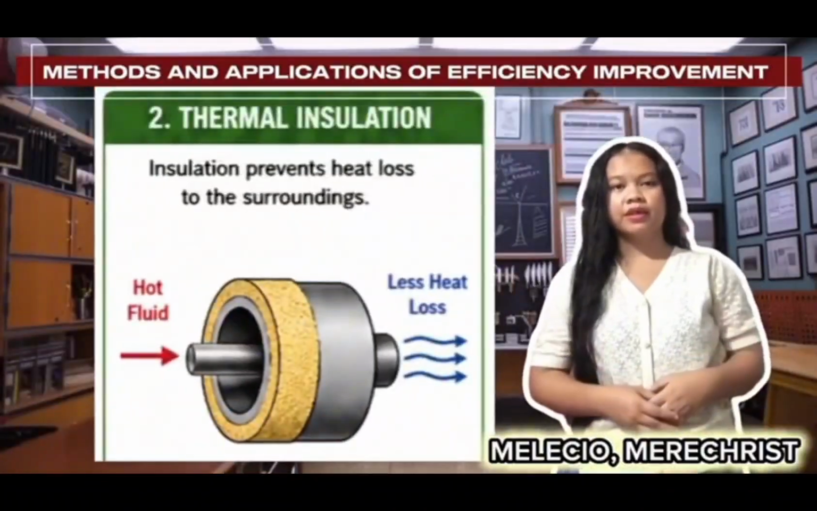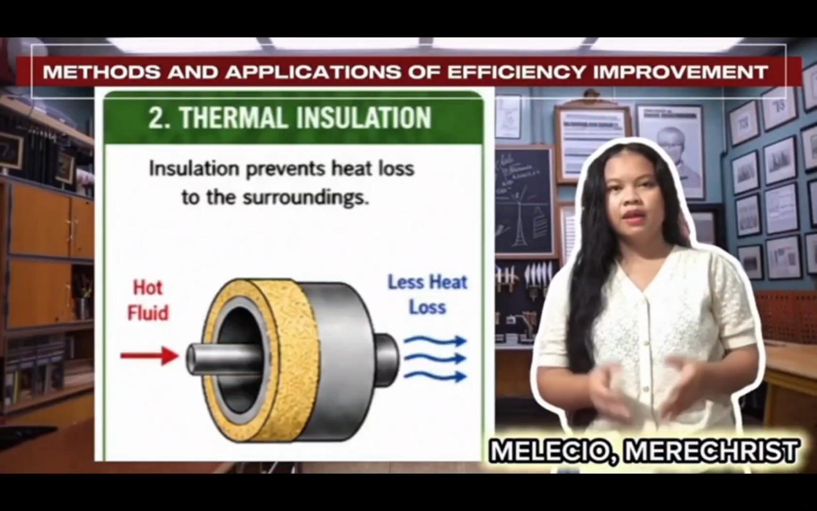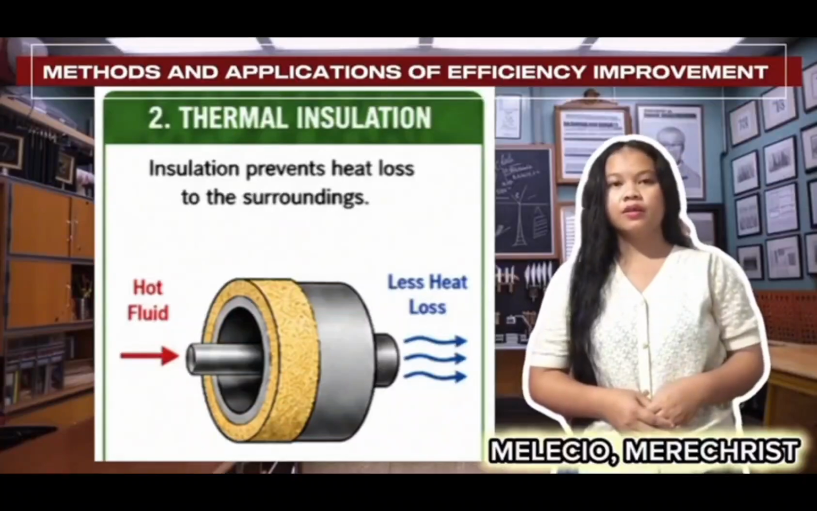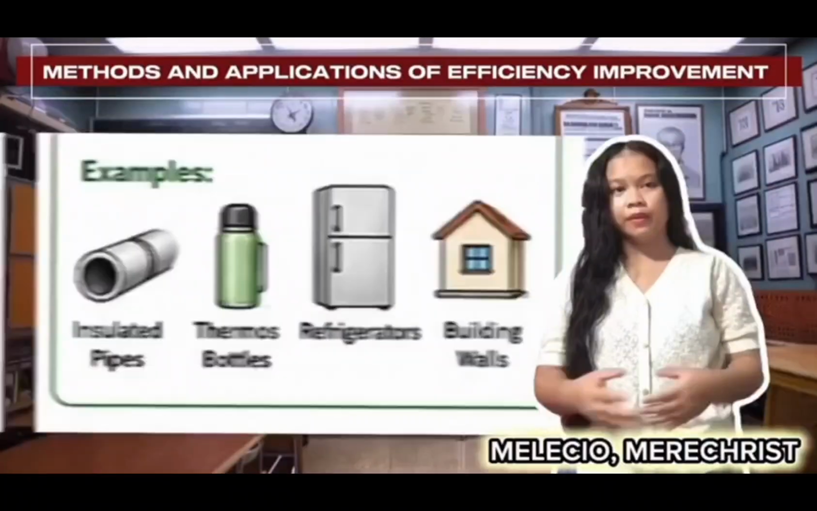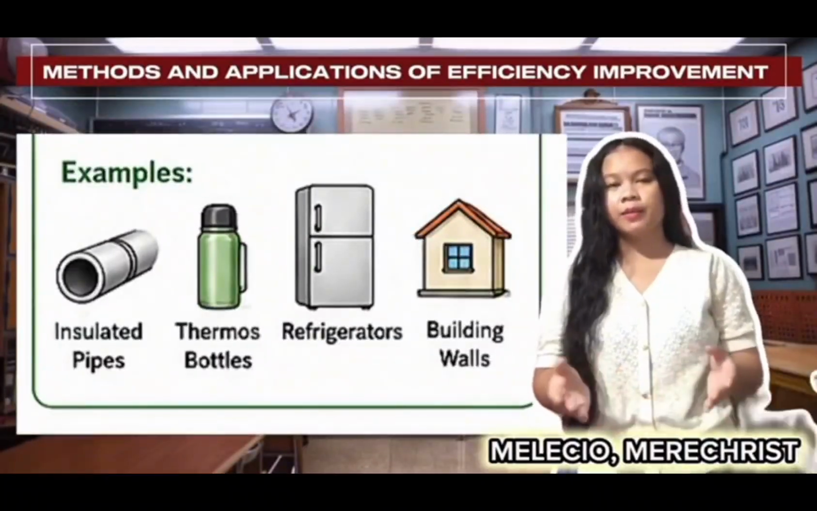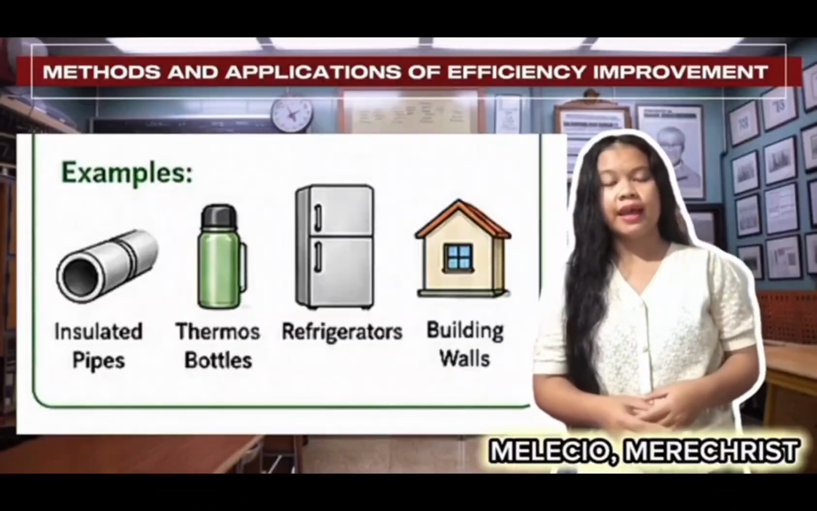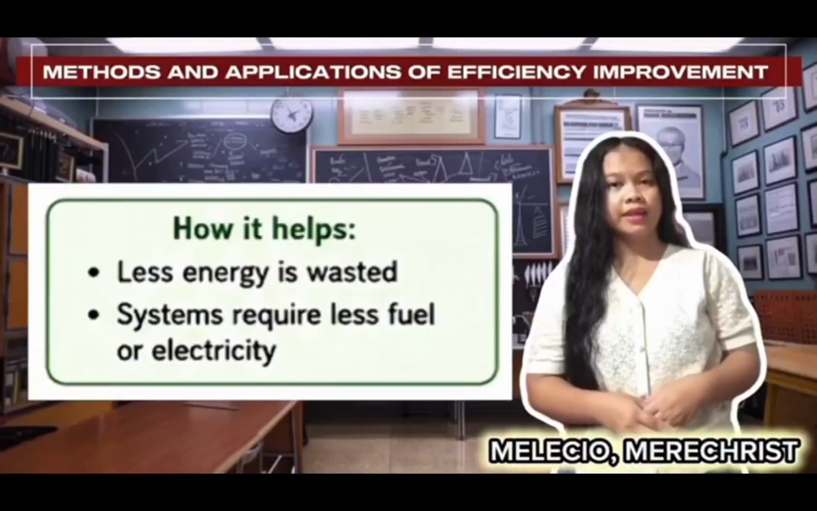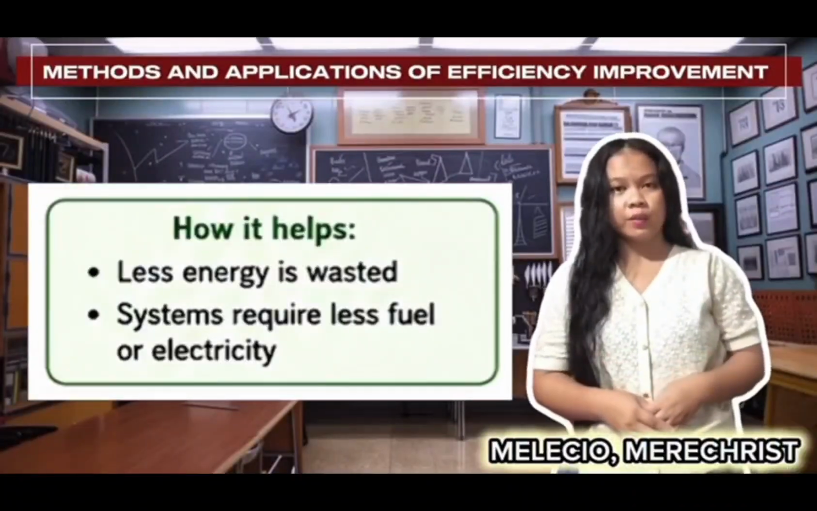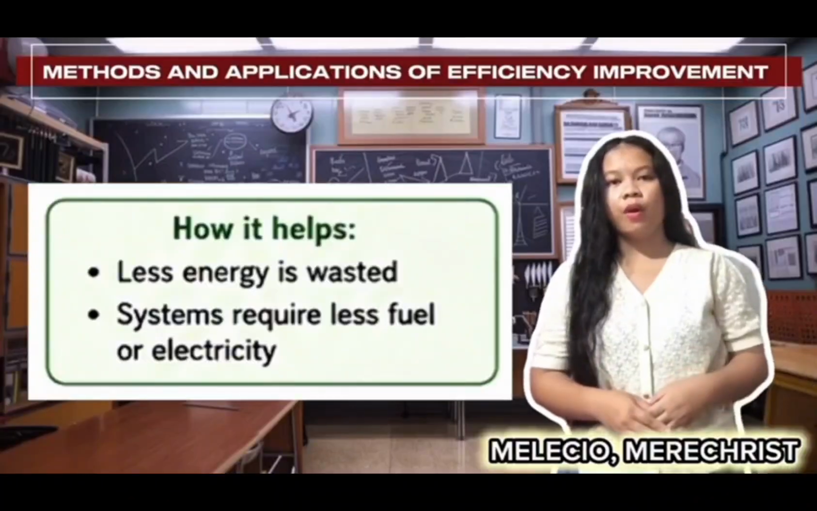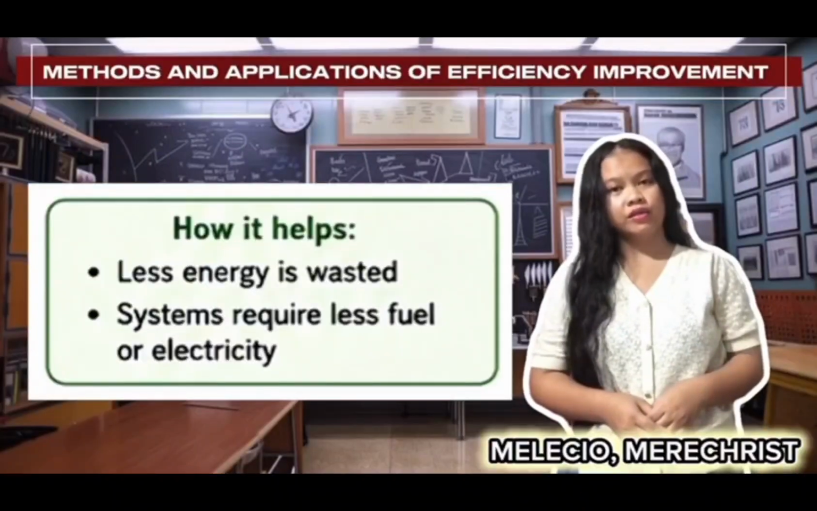The second method is thermal insulation. Insulation prevents heat loss to the surroundings. For example, insulated pipes, thermos bottles, refrigerators, and building walls. By reducing heat loss, less energy is wasted, and systems require less fuel or electricity.